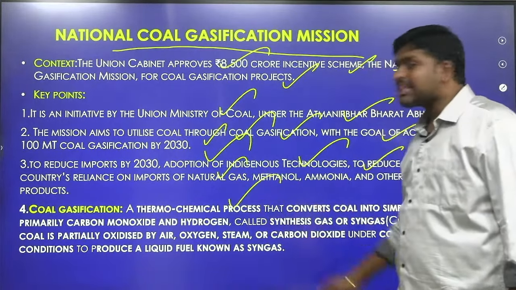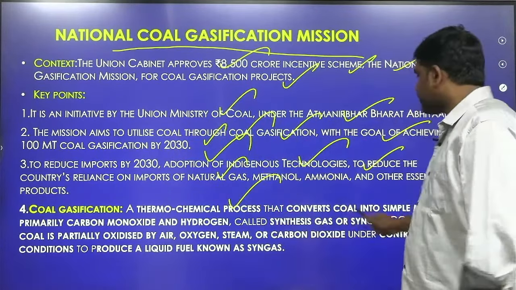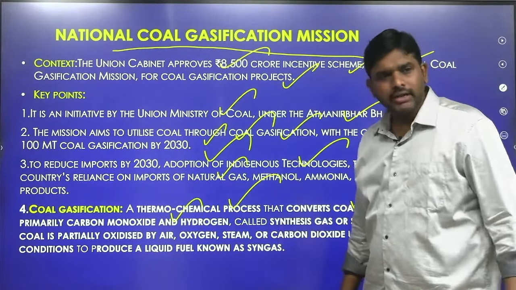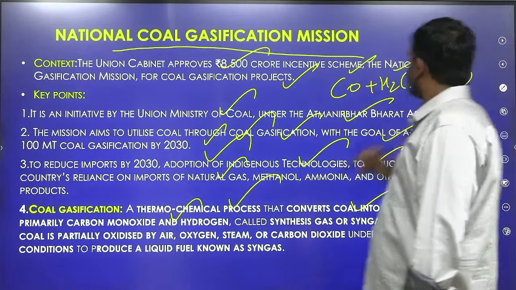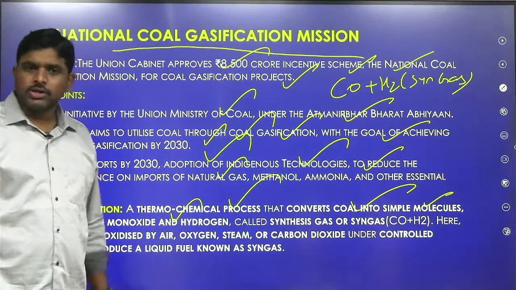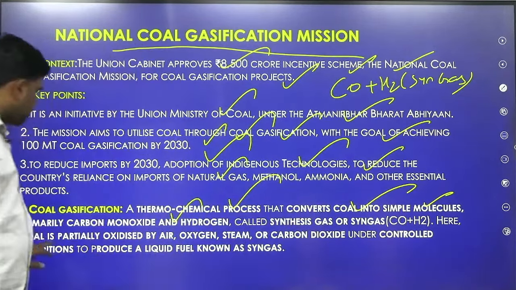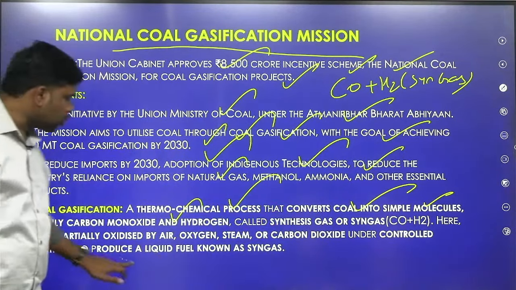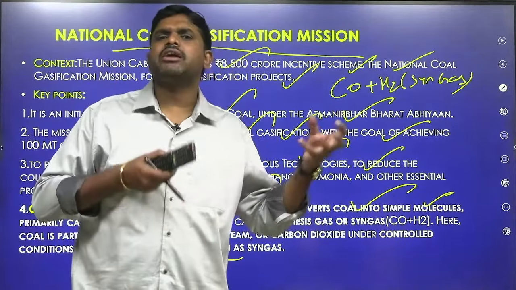So what is the method? A thermochemical process. Chemicals and heat will be given. A thermochemical process that converts coal into simple molecules, primarily carbon monoxide and hydrogen. This is called syngas, or synthesis gas. Here coal is partially oxidized by air, oxygen, steam or carbon dioxide under controlled conditions to produce a fuel known as syngas. Either it will come in the form of liquid or in the form of gas.